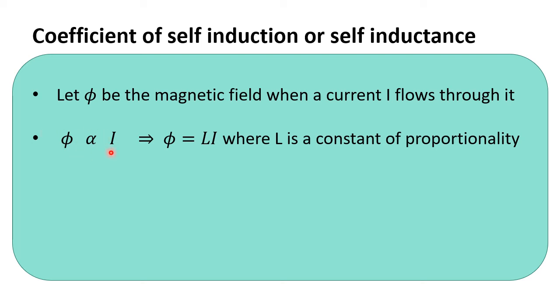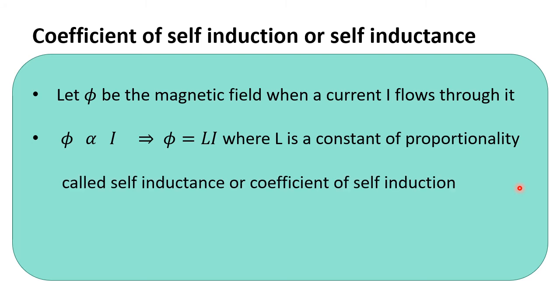More current, more magnetic flux. So there is a proportionality. The proportionality constant is called L. That L proportionality constant we call self-inductance or coefficient of self-induction. For example, if current passing through the circuit is 1 ampere, then whatever flux is developed in the coil is numerically equal to the self-induction or coefficient of self-induction.